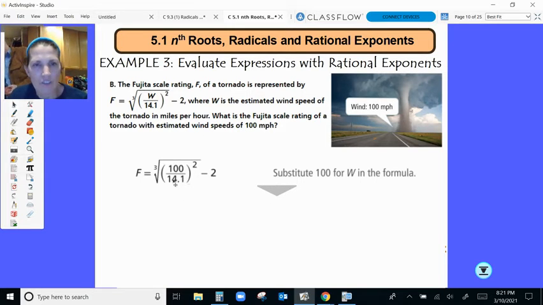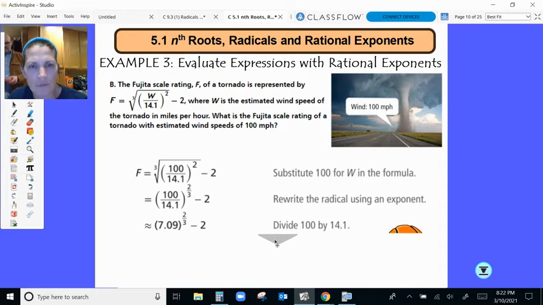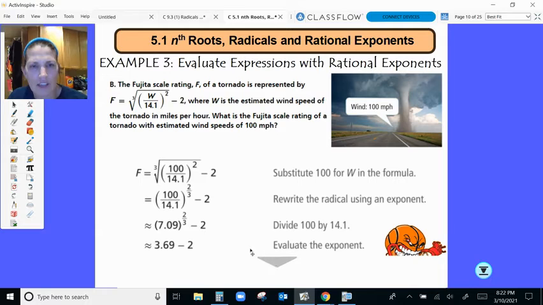First, we're going to convert this 2 into a rational power. So 2 divided by 3. Notice that in the radical, the radicand goes to the root, and my power stays on top. Now we're going to take our 100 divided by 14.1. That's going to give us about 7.09 to the 2/3 minus 2. We put 7.09 to the 2/3 in our calculator. It's going to give us 3.69 minus 2, and then we have 1.69. So that's going to be an F scale of about 1.69.